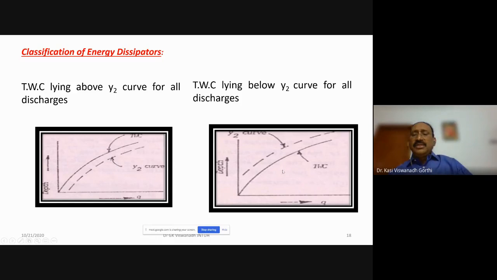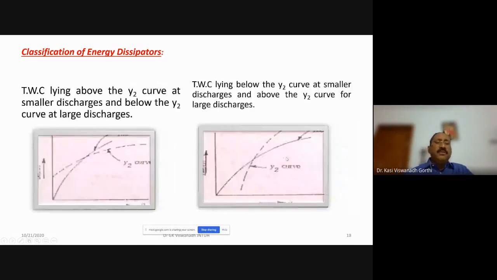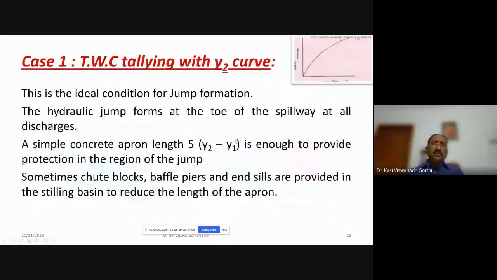Similarly, TWC is below the y2 curve for all discharges. This is the third case. Then the fourth case is where you have it partly above, partly below: the tailwater rating curve lying above the y2 curve at a small discharge and below the y2 curve at large discharges. And the reverse of case 4 is case 5. So you have a total of 5 cases. Let us try to resolve these 5 cases by suggesting the appropriate energy dissipating mechanism.